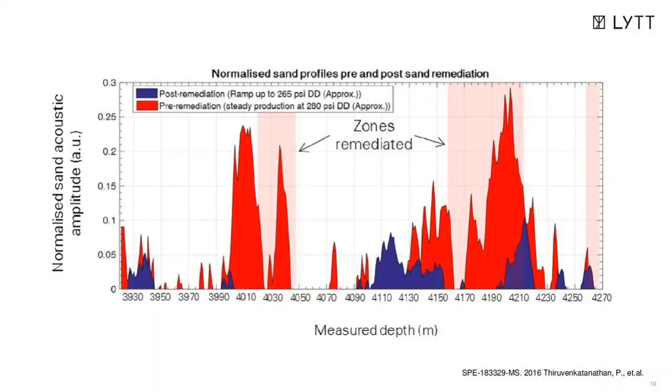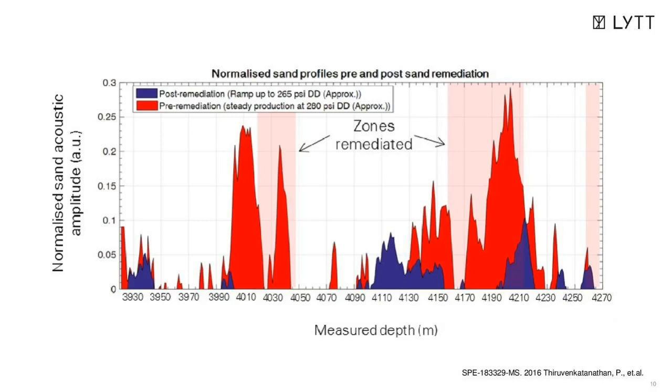Okay? So now let's look at an example. This is from a well where the sand log was key information to design a remediation job. What you're looking at now on the screen is a sand log. Let me just describe the chart. The vertical axis is the normalized acoustic amplitude, so our signal. And in the horizontal axis, you have measured depth. For now, let's focus on the curve shaded in red.